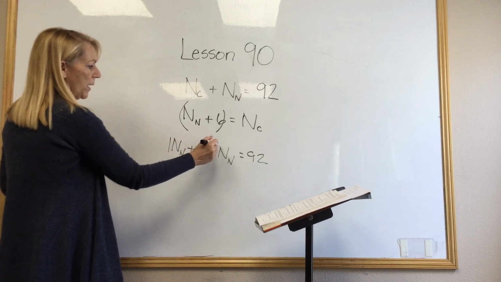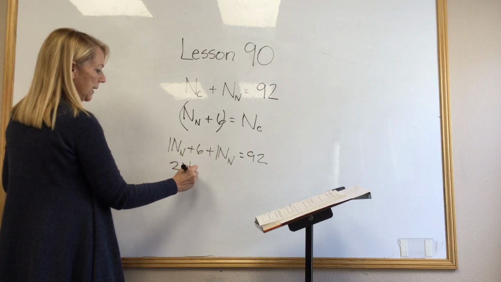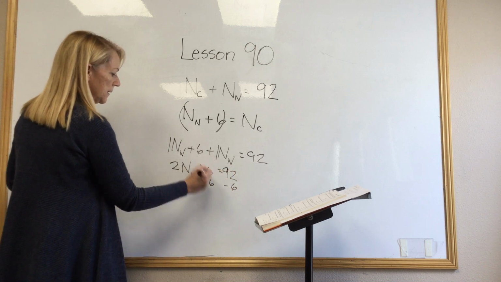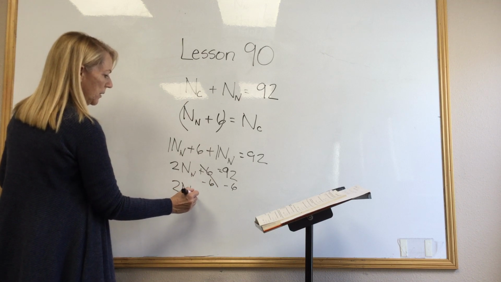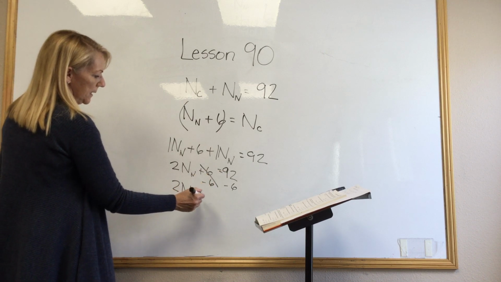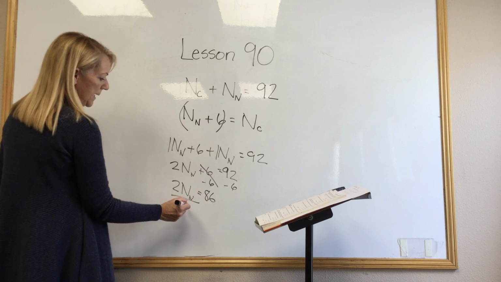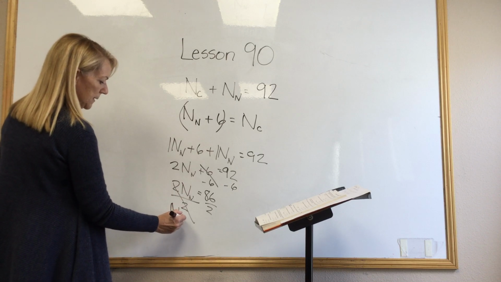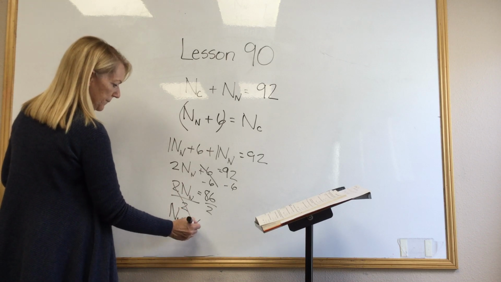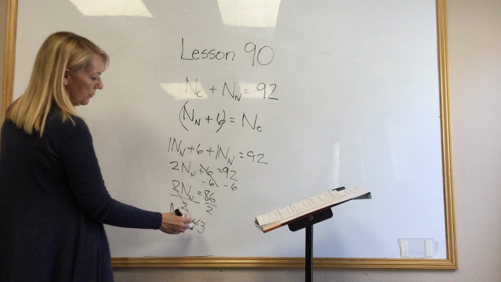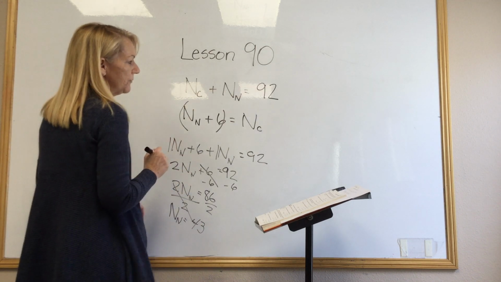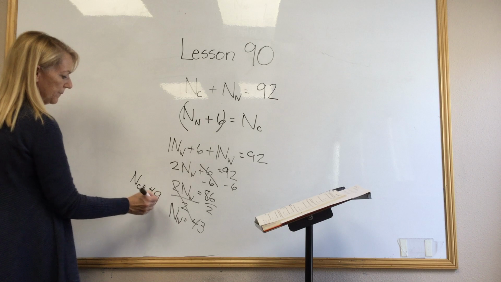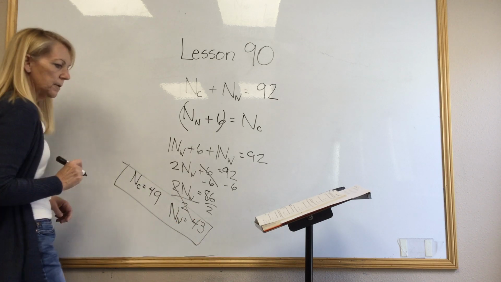Add like terms. Remember there's a 1 in front of those, so that would be 2n plus 6 equals 92. Subtract 6 from both sides. 2n equals 92 minus 6, which is 86. Divide both by 2. The number Nell picked is 43. And so 43 subtracted from 92 makes the number Charles picked 49. Sorry, it's crooked. Super easy.